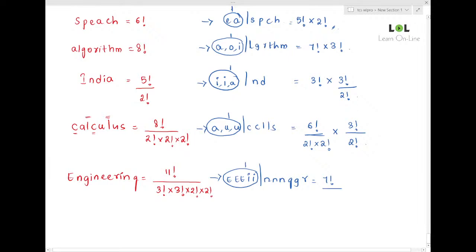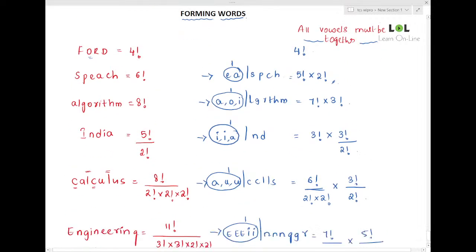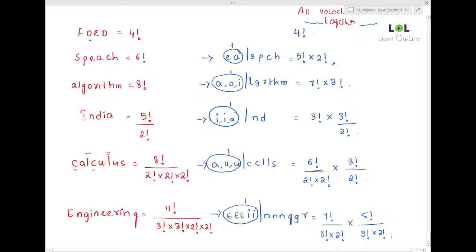Divided by repetition of the consonants. What do we get? 3 factorial for N's, 2 factorial for 2 G's. And still we need to do what? Vowels. We have to arrange vowels. 5 vowels, 5 factorial divided by 3 factorial for E's and 2 factorial for I's. So this is how we deal with it when it says all vowels must be together.